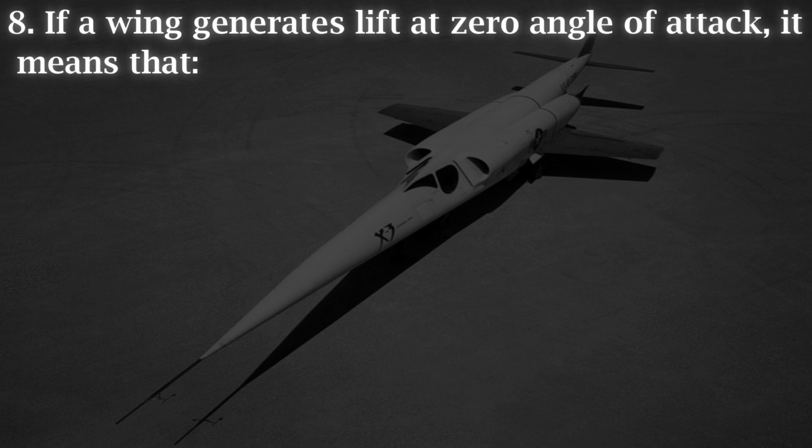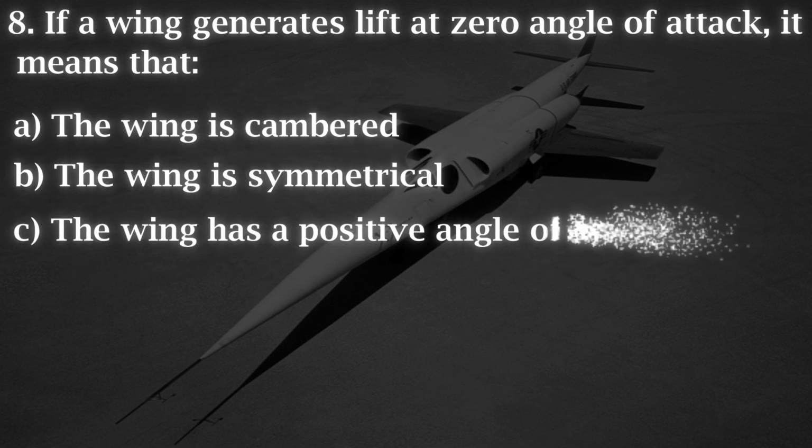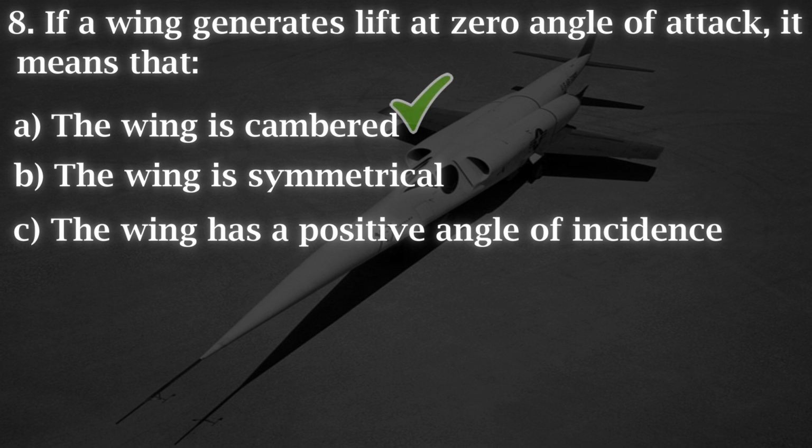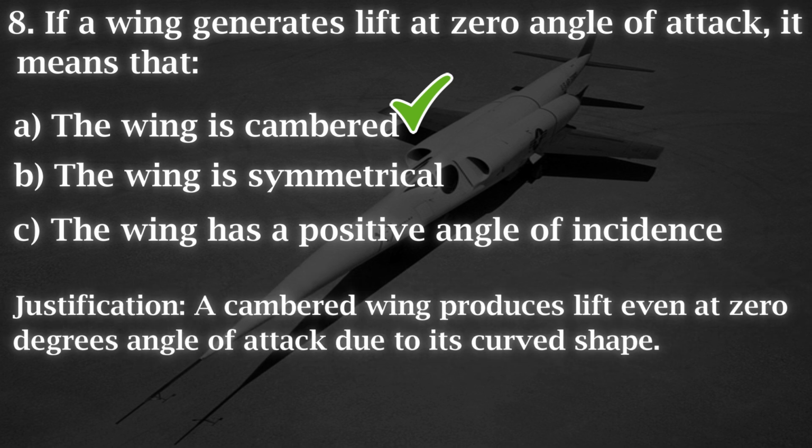Question 8. If a wing generates lift at zero angle of attack, it means A. The wing is cambered. B. The wing is symmetrical. C. The wing has a positive angle of incidence. Justification. A cambered wing produces lift even at 0 degrees angle of attack due to its curved shape.